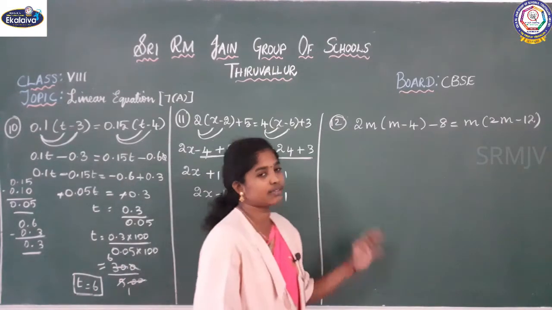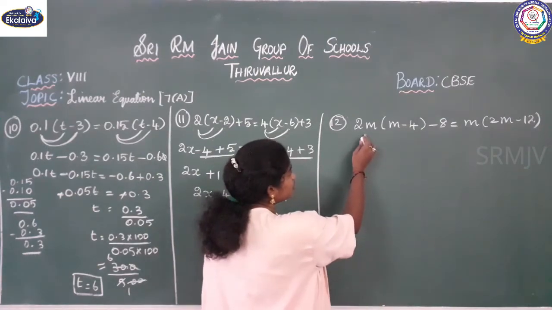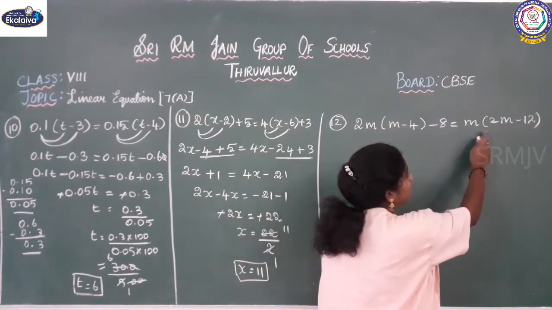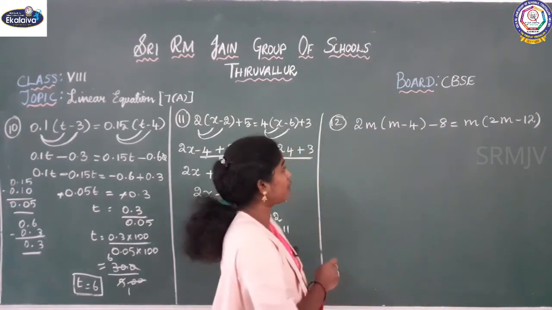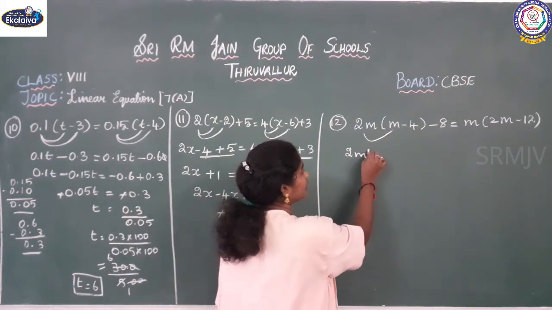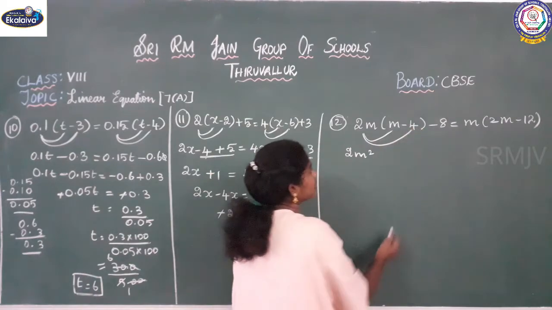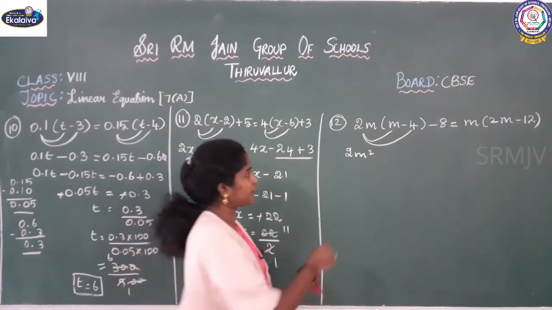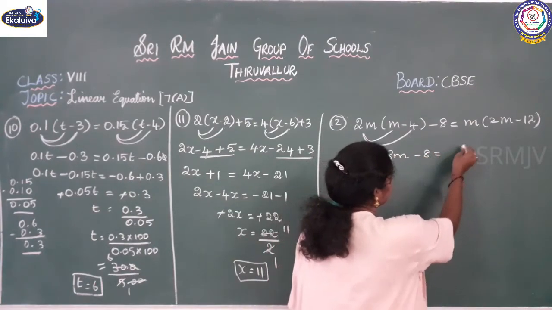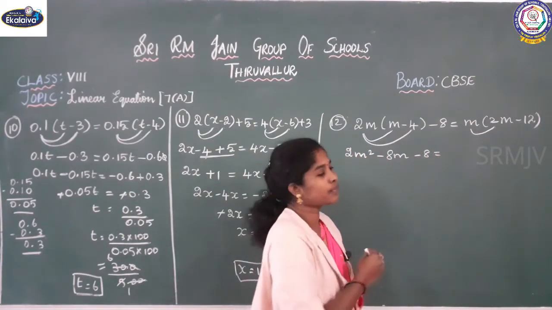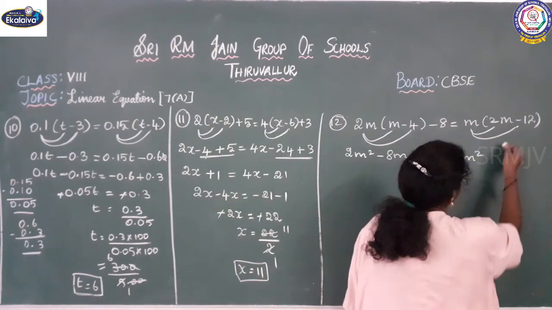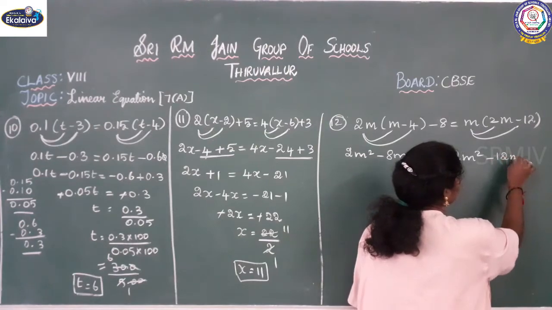Okay. Shall we move to the 12th sum? Listen to this. 2m into m minus 4 minus 8 is equal to m into 2m minus 12. What we are going to do is multiply 2m into m, 2m square. Okay. Minus 4 into 2m, minus 8m. Minus 8 is equal to 2m into m, 2m square. Minus 12 into m, minus 12m.